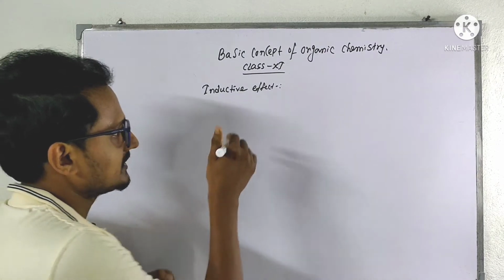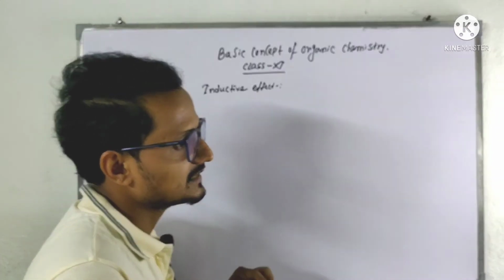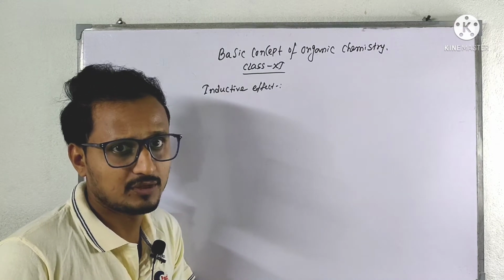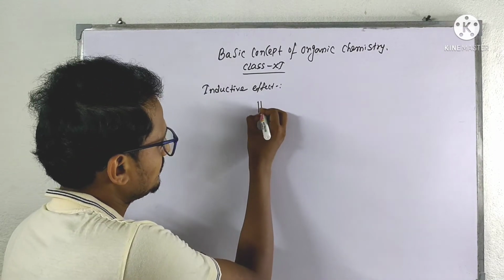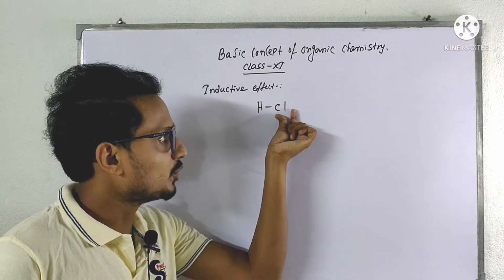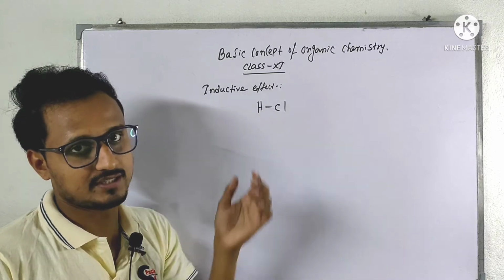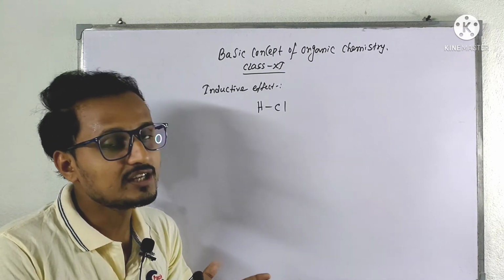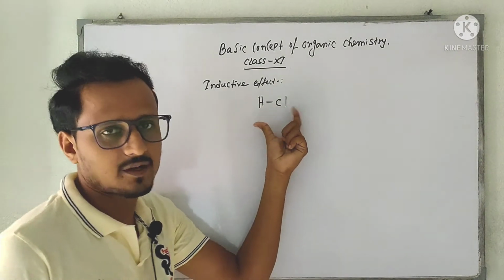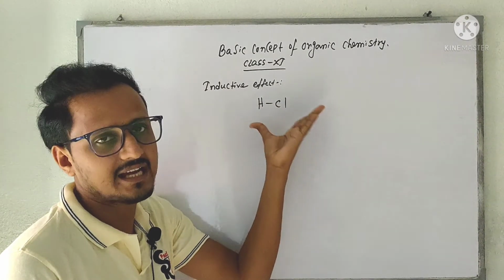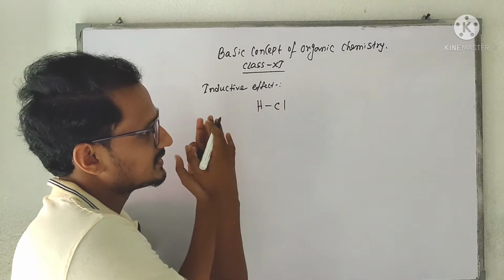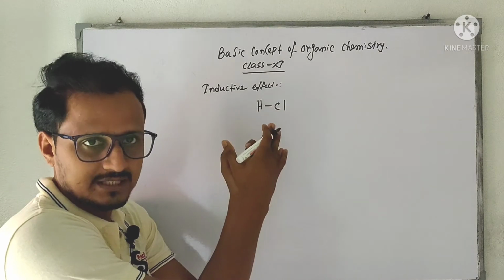So what is inductive effect here? We know about polar and non-polar molecules. Now take the molecule HCl. Here chlorine is more electronegative than hydrogen. So according to the electronegativity property, chlorine will attract the bonded pair of electrons towards itself more because of its higher electronegativity. Okay, so the electron density will shift towards the chlorine.